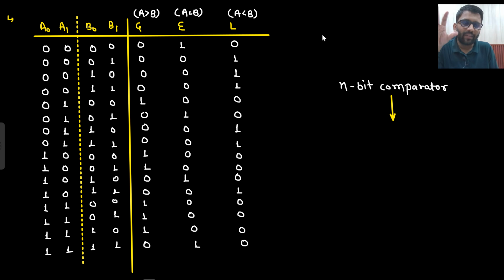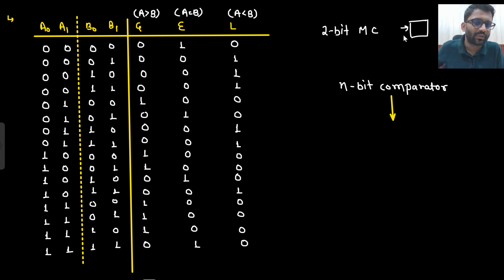If I have a 2-bit magnitude comparator, then inputs will be 2, but each input will be of 2 bits. Magnitude comparator will always have 2 inputs. Let's take an example of a 3-bit magnitude comparator, because 2-bit you can directly see. Input will be 2 only, A and B, but this will be of 3 bits and this will also be of 3 bits. So how many bits are coming at the input? 6 bits are coming, right?